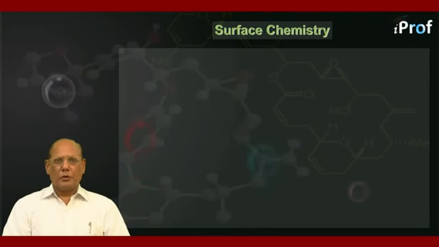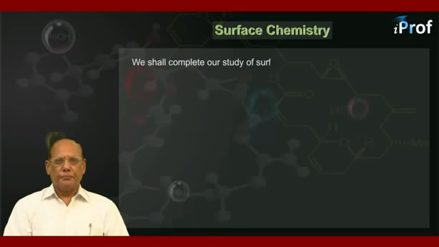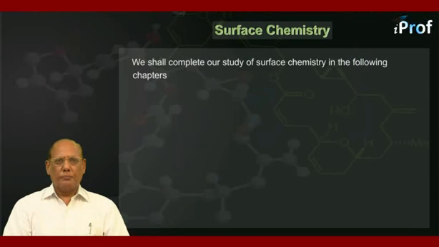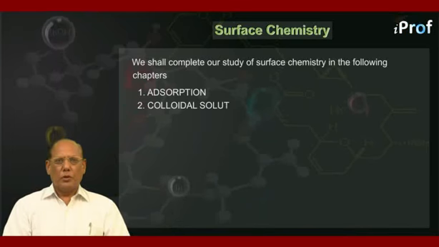Now we shall switch over to the third chapter of this third unit. The chapter we are going to study is known as surface chemistry. We shall complete our study of surface chemistry by dividing this into the following two chapters. Number 1, adsorption. Number 2, colloidal solutions. Let us begin with the chapter of adsorption.